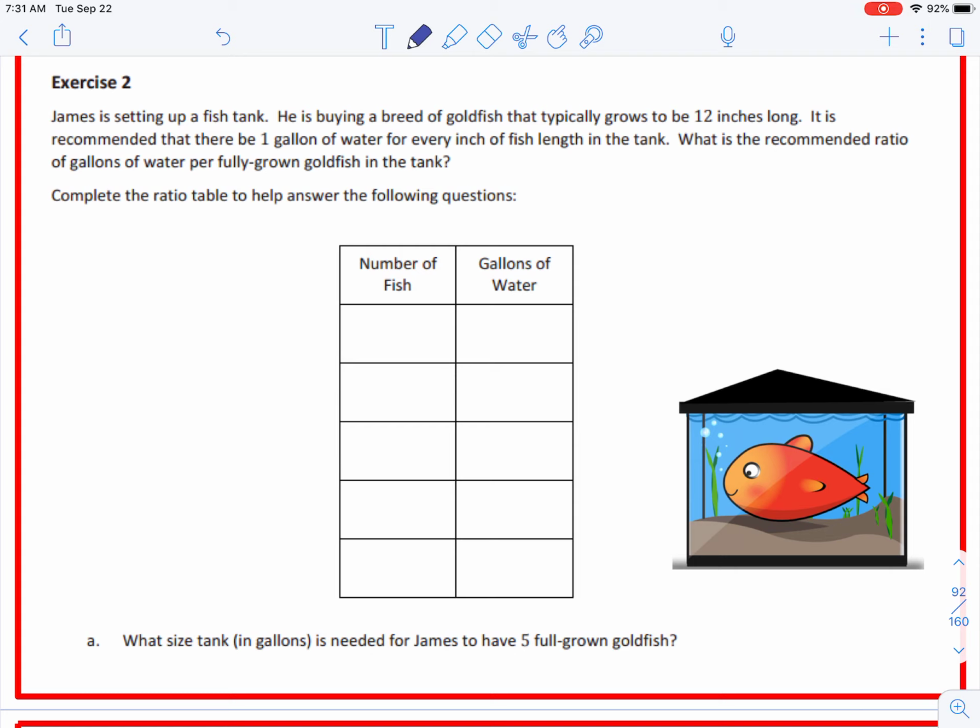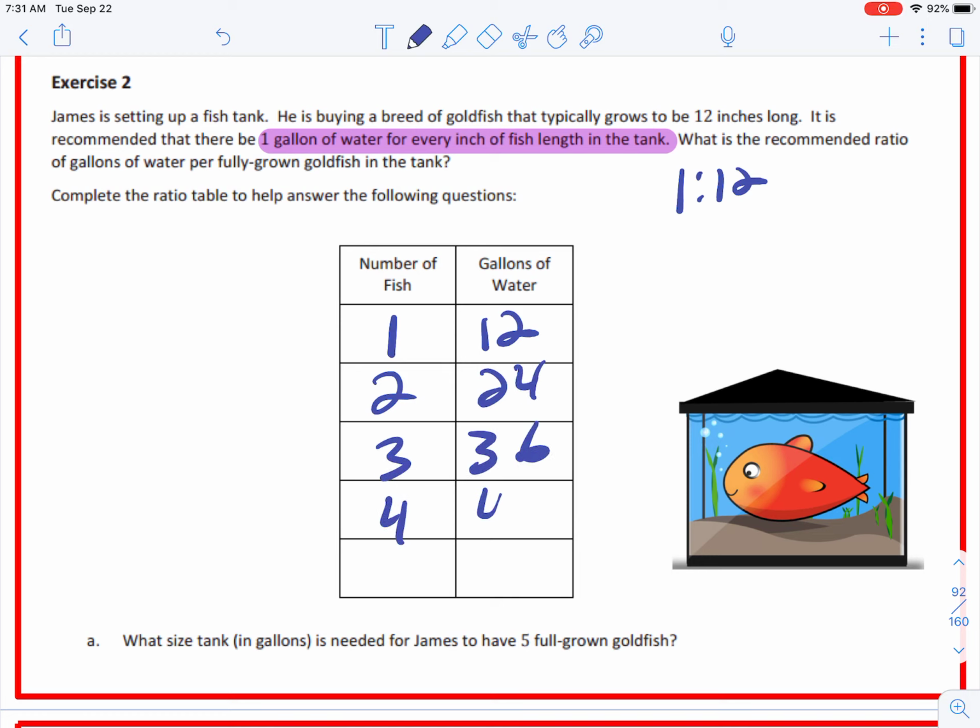So, since his goldfish is 12 inches long, for every one fish, he's going to need how many gallons? It's telling us that 1 gallon of water for every inch of fish. So if a fish is 12 inches, one fish is going to need 12 gallons. So our ratio here is 1 to 12. So now let's complete the table. 2 to 24, this is pretty easy. 3 to 36, 4 to 48, and 5 to 60.